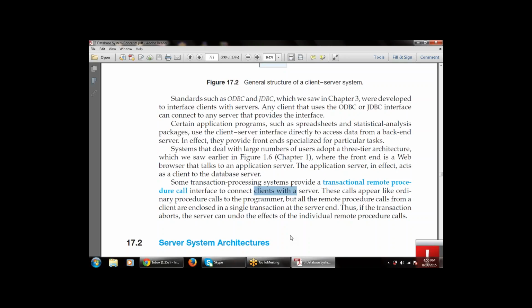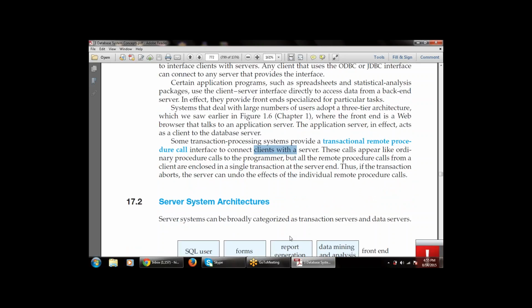Now next is the server system architecture, that is, what are the server system architectures that are available. The server system can be broadly categorized as a transaction server and a data server. So the server systems available are divided into two parts, the transaction server and the data server.